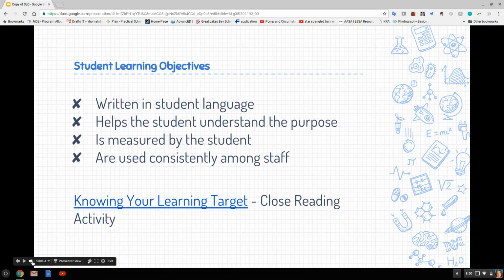Okay, so student learning objectives are written in student language, help the student understand the purpose, are actually measured by the student, and are used consistently among staff. I'm going to actually have you read this article, Knowing Your Learning Target, a little bit later in the course when we start working on power standards and I can statements.